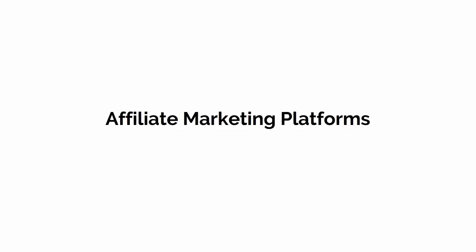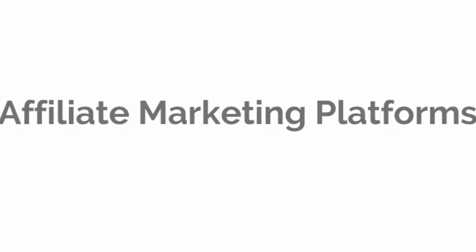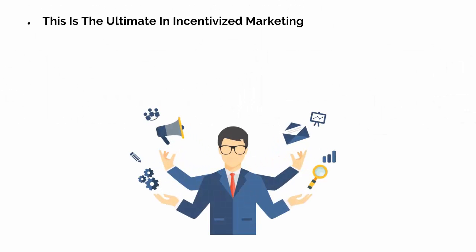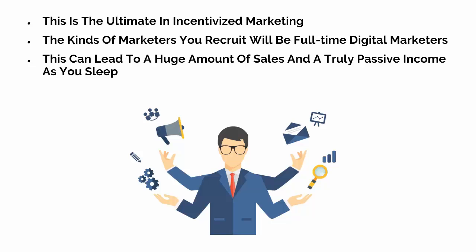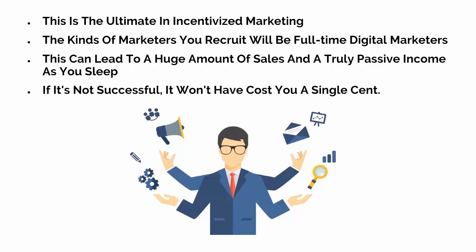These are the likes of WSO Pro, JVZoo, and ClickBank. These allow you to sell products, largely digital, and to have a legion of marketers to help you do so for a commission. This is the ultimate in incentivized marketing, because often you'll be offering 40 to 60%, and the kinds of marketers you recruit will be full-time digital marketers that use email marketing, landing pages, PPC, even perhaps CPA, and some other strategies to really push your products. This can lead to a huge amount of sales and a truly passive income as you sleep. And if it's not successful, then it won't have cost you a single cent.